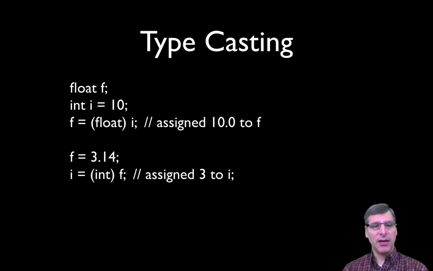In my second example, I've assigned the floating point variable f the value 3.14, and I could then go and assign that value to an i, but if I put an int typecast in front of that f, it basically is going to truncate everything to the right of the decimal point, and so I'll end up with a value of 3 in i. And it's important to note here, it is not going to do any type of rounding for us.